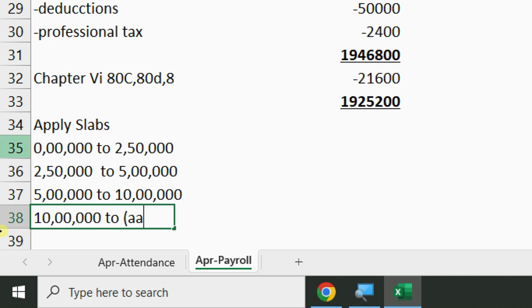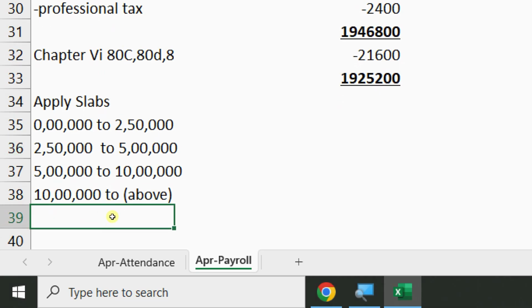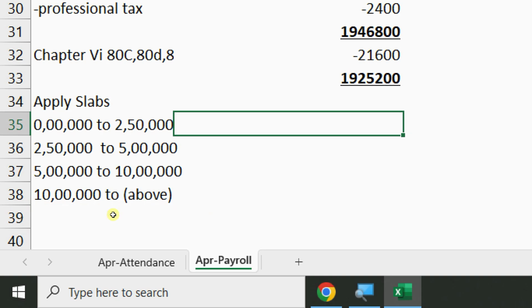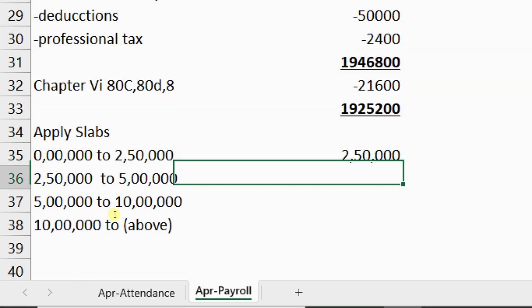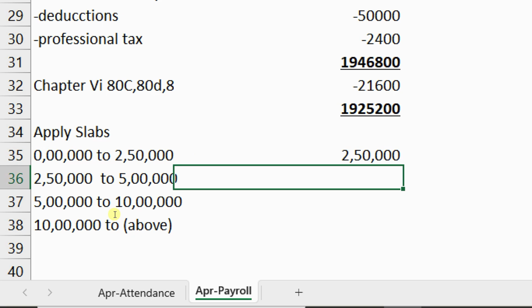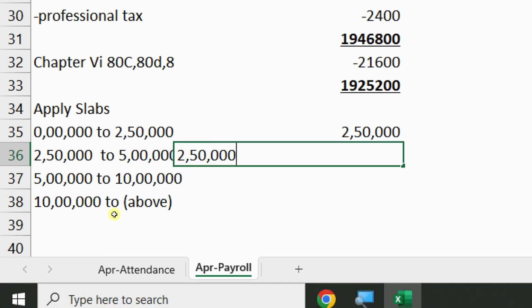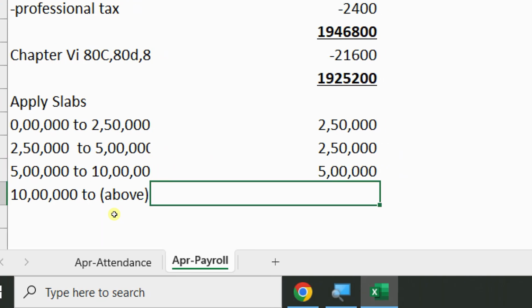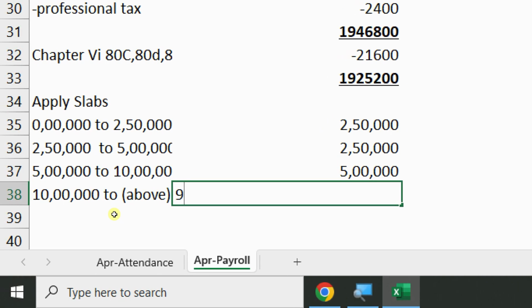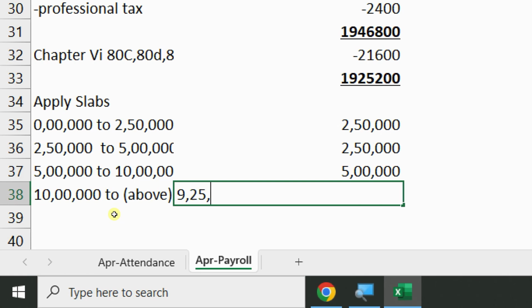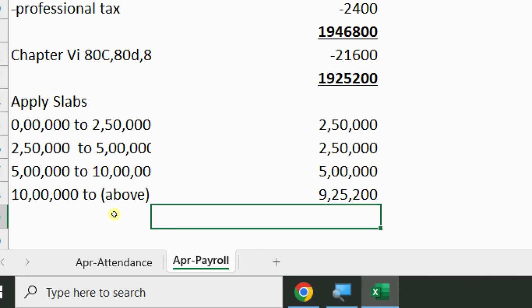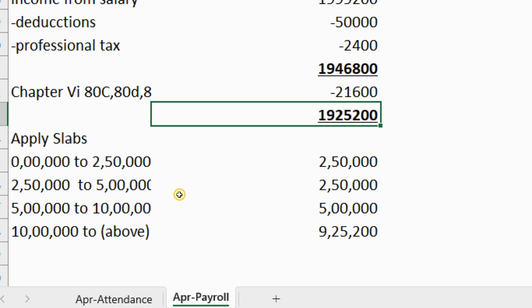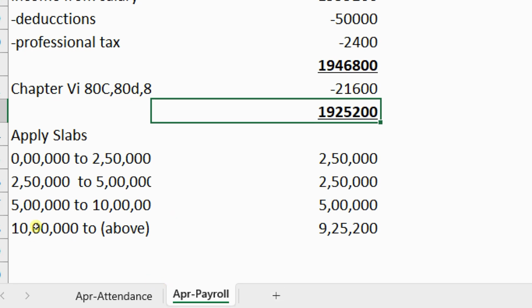10 lakhs and above. Now you tell me, out of 19 lakhs of income, how much income will be falling in 2.5? 2,50,000. Another 2 lakh, 5 lakhs to 10 lakhs. What is income more than 10 lakhs? 9 lakhs. Correct? These 19 lakhs 25,200 divided into slabs.